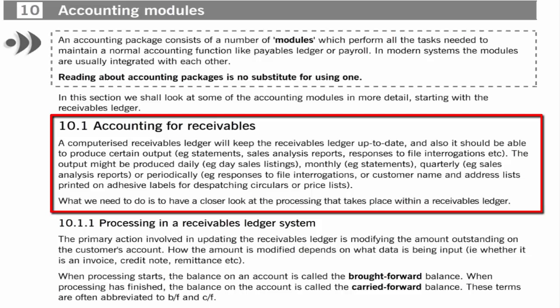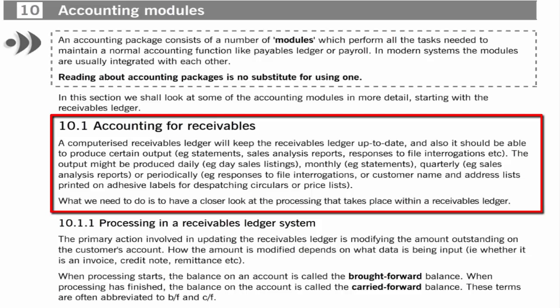How a computerized receivables ledger works. A modern computerized receivables ledger does much more than simply record the amounts customers owe. It constantly keeps the records up to date. Let's imagine a medium-sized business that sells electronics. Every time a customer buys a laptop on credit, the sales invoice is recorded in the receivables ledger. The system immediately increases that customer's outstanding balance by the amount of the invoice.